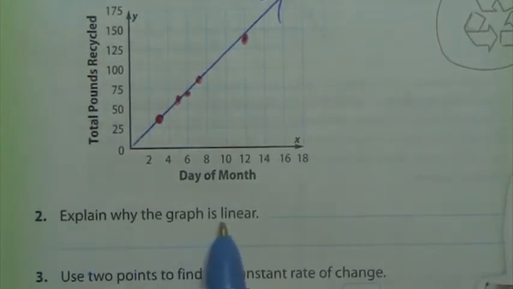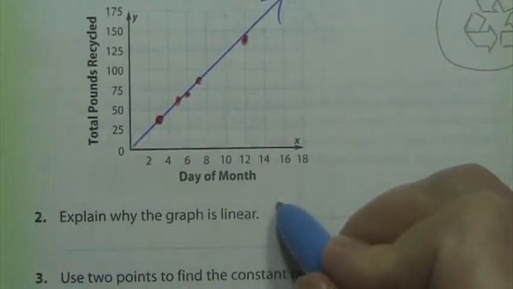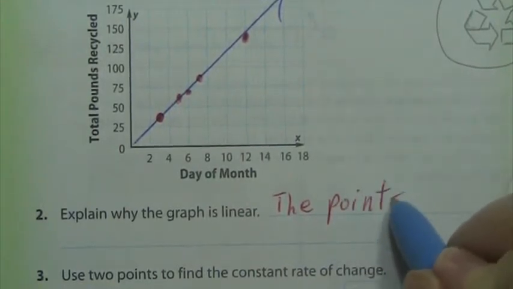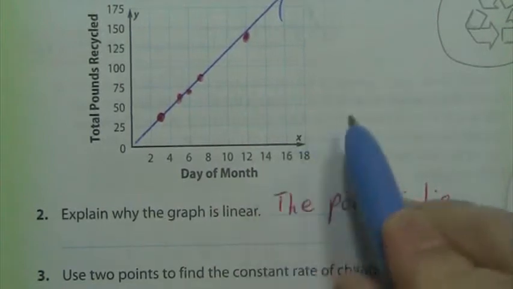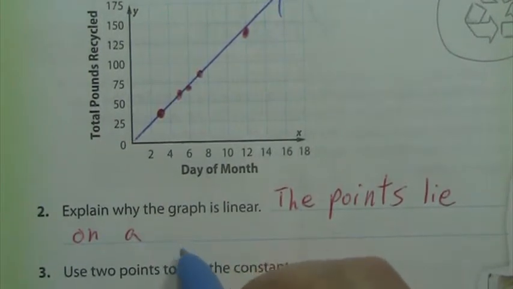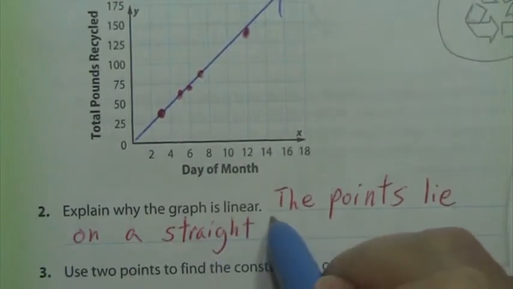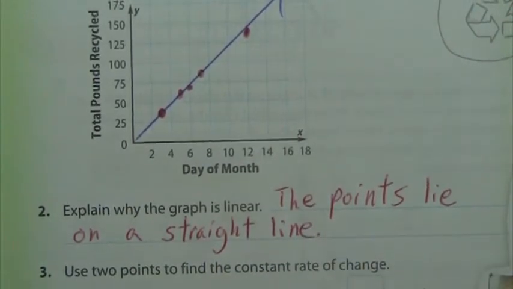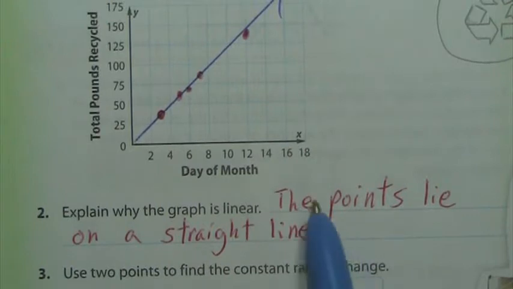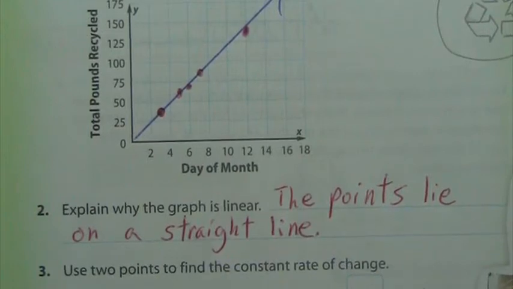Okay, so the question here, explain why the graph is linear. Linear means it makes up a line. Okay, so what can we say here? The points lie, they're resting on a straight line. See that? If I drew a line there, these points would be resting right on it. They'd be laying on it. The points lie on a straight line. You could say the points make up a straight line. You could say that.